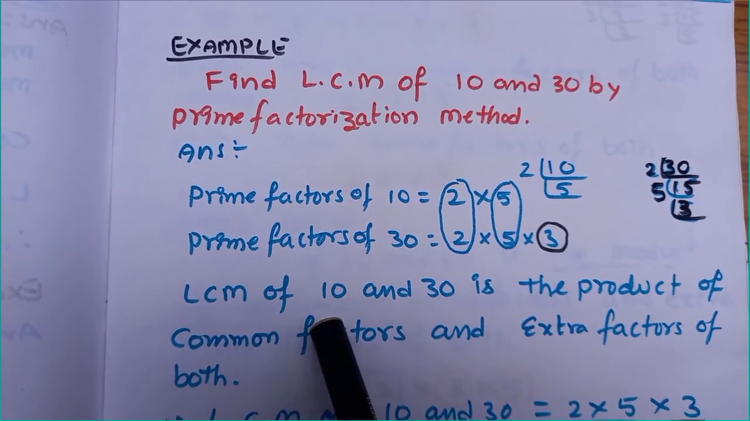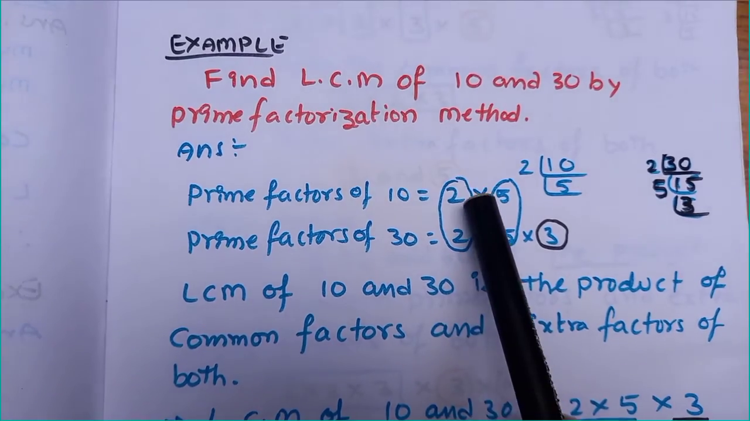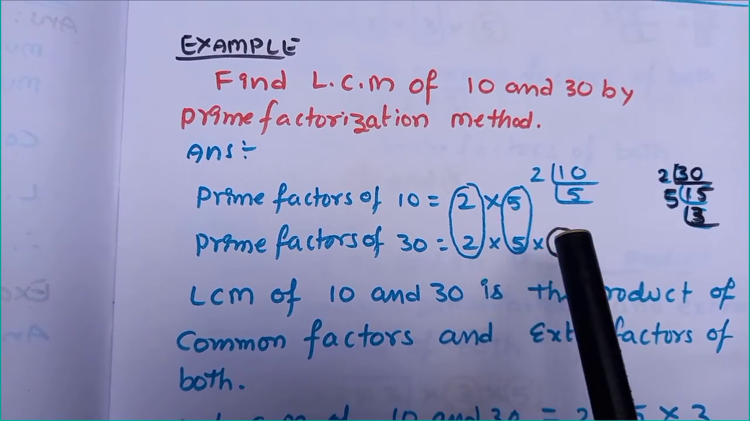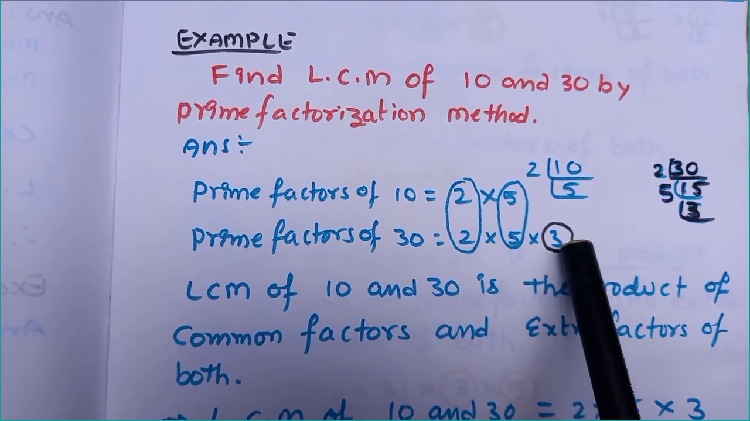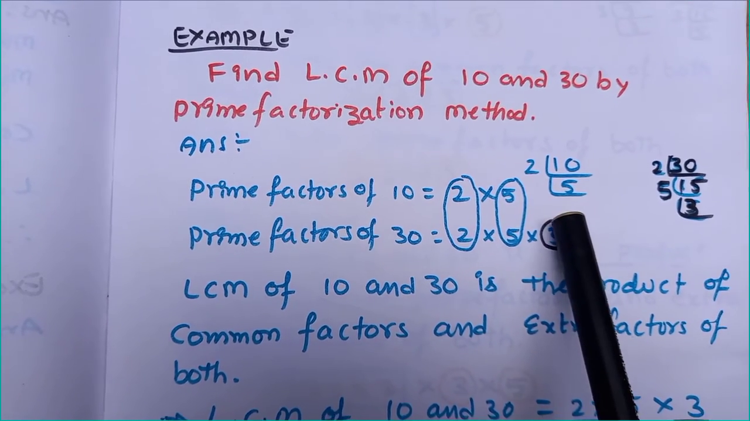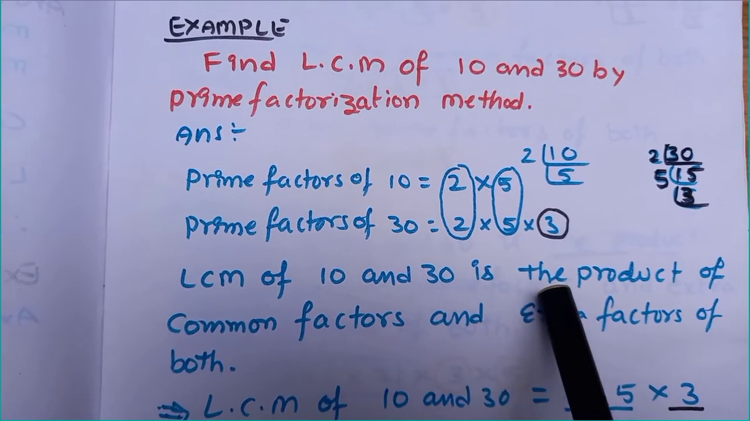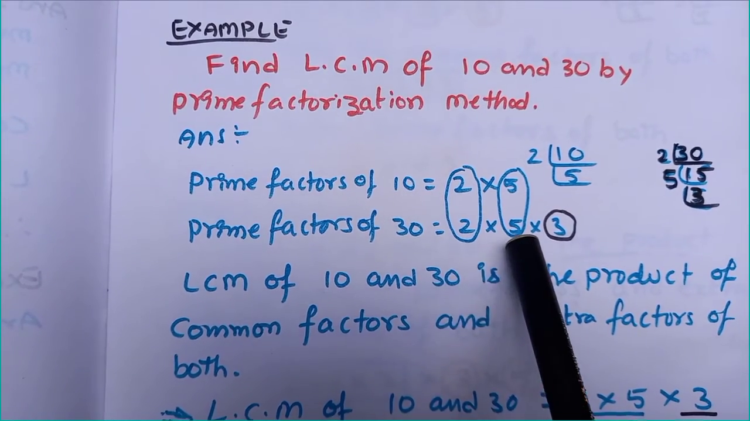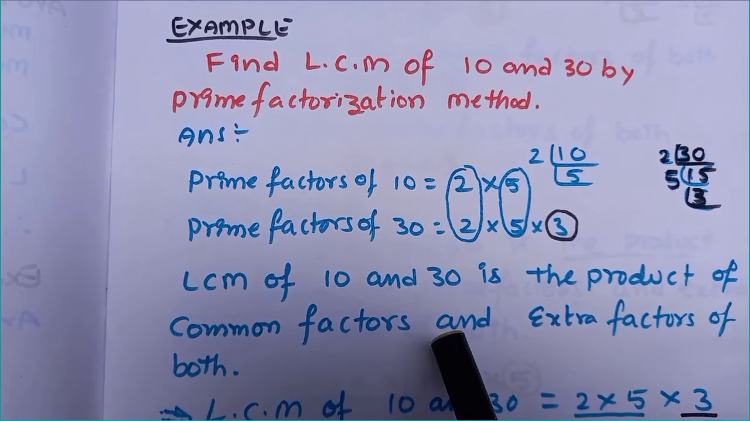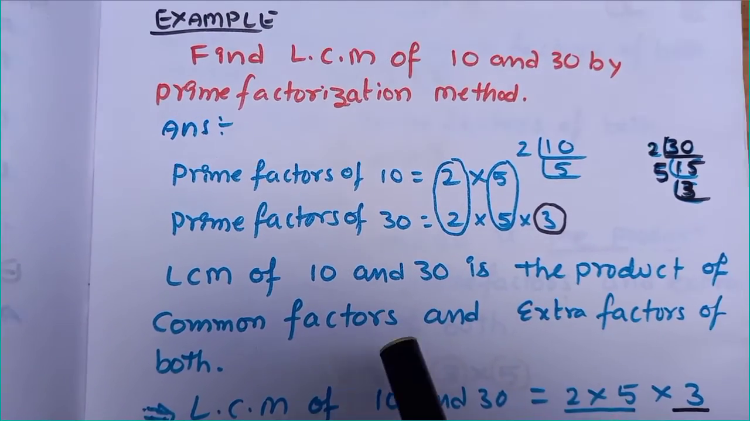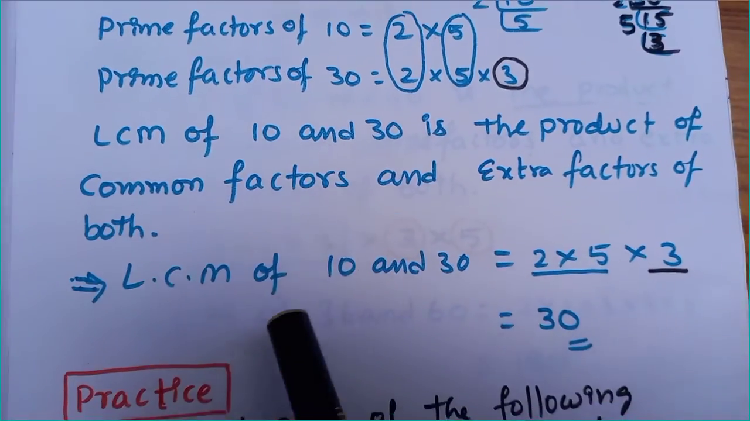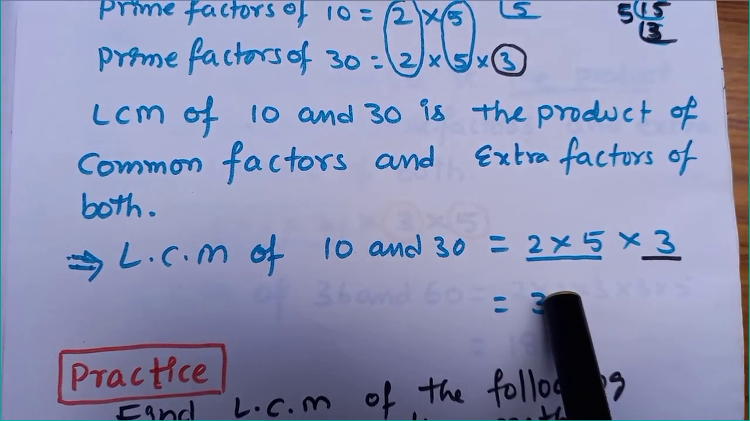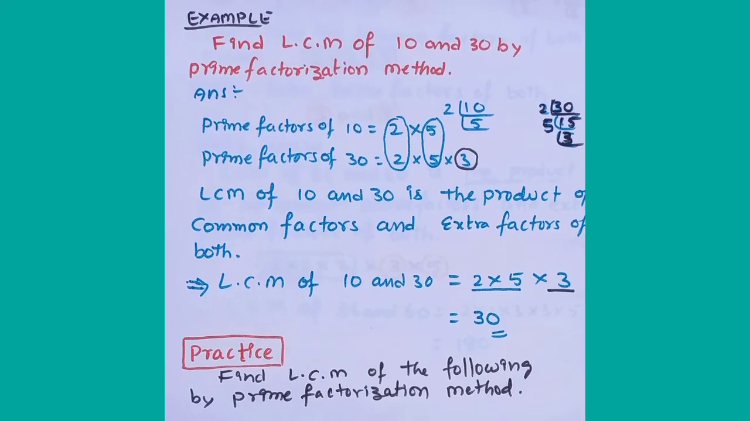Now for the LCM of 10 and 30, we have to identify the common numbers. Here 2 is common, and 5 is common. And we also have to identify what is extra, if there is any. Now what is the LCM of 10 and 30? The product of common factors. What are the common ones? 2 and 5. And the extra factor is 3. So by multiplying those numbers, LCM of 10 and 30 equals 2 into 5 into 3, equal to 30. Pause the video, write the question and answer.